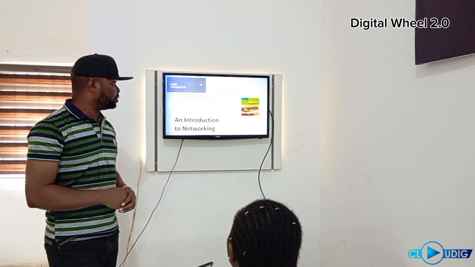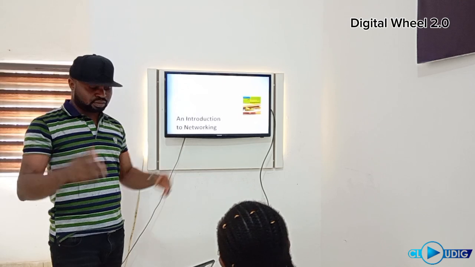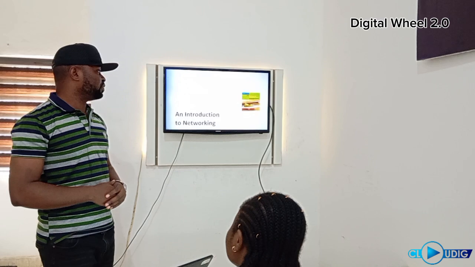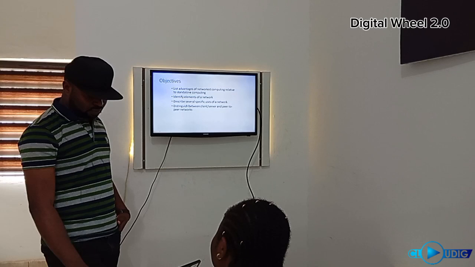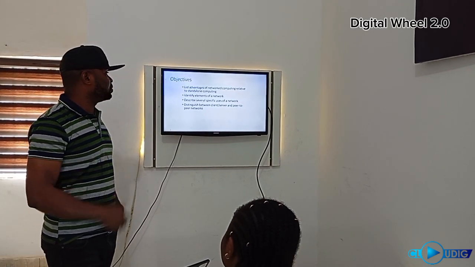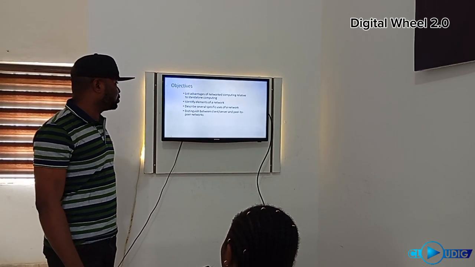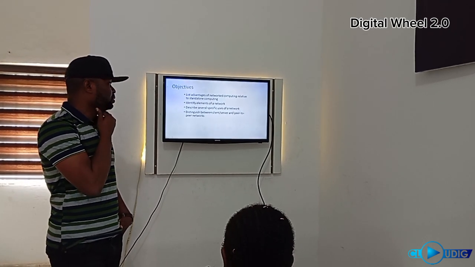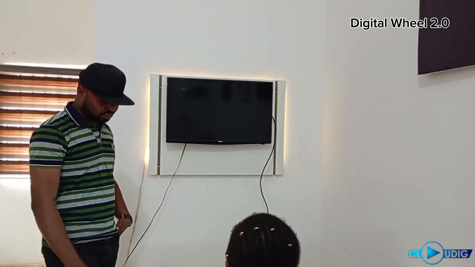This course or this section may not be sufficient for you to practice at the big-time engineering scale as a network engineer, but it will actually help you navigate your path to becoming one. First, let's see the objectives we have today. We want to list advantages of network computing relative to standalone computing, identify elements of a network, describe several specific uses of a network, and distinguish between client-server and peer-to-peer networks. These are what we'll cover today.